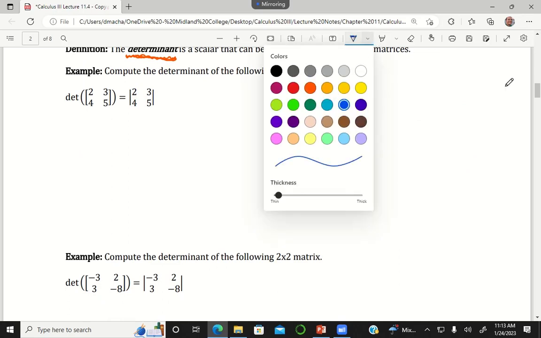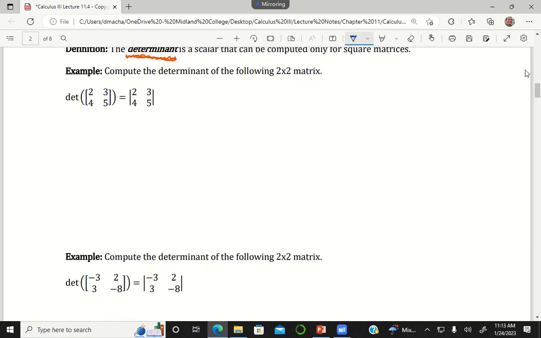Sometimes I see these notations. You can either see DET and then the matrix. DET obviously stands for determinant. Or you might see this, where it looks like the absolute value: instead of square brackets, you just see the vertical bars. This is asking for the determinant of this 2 by 2 matrix.